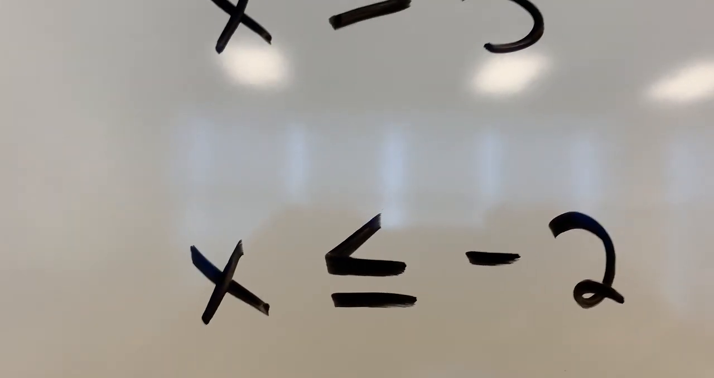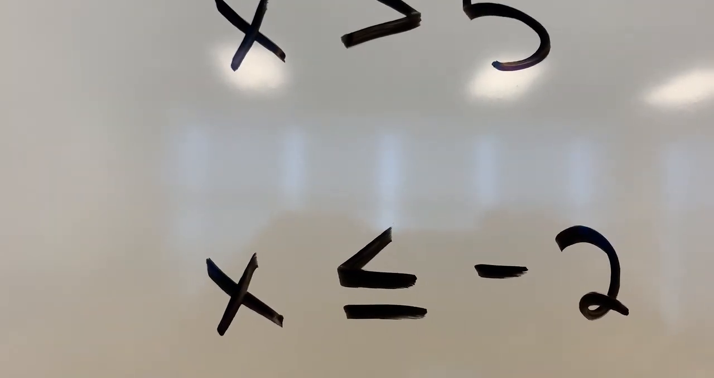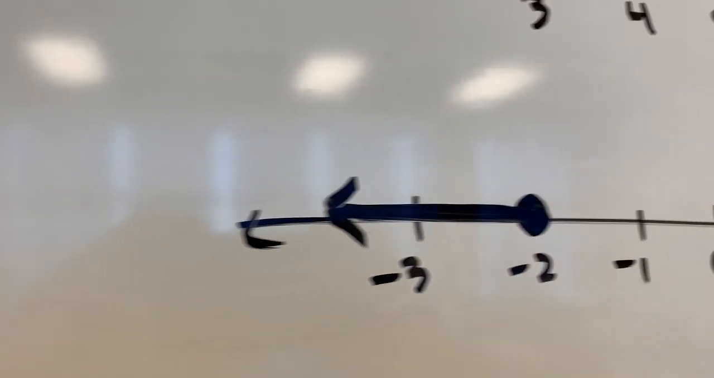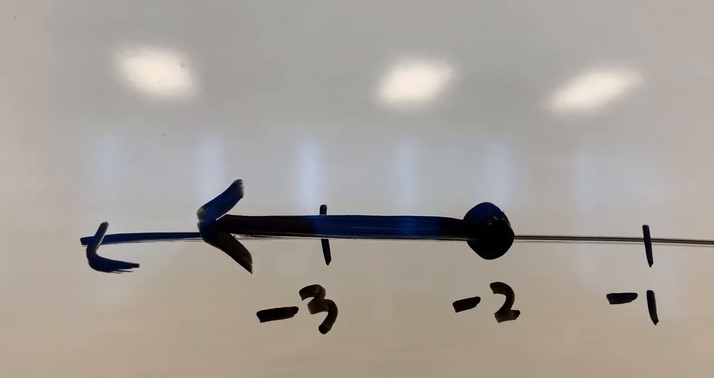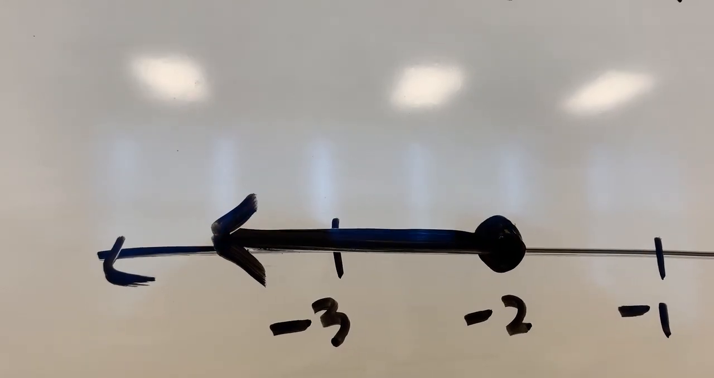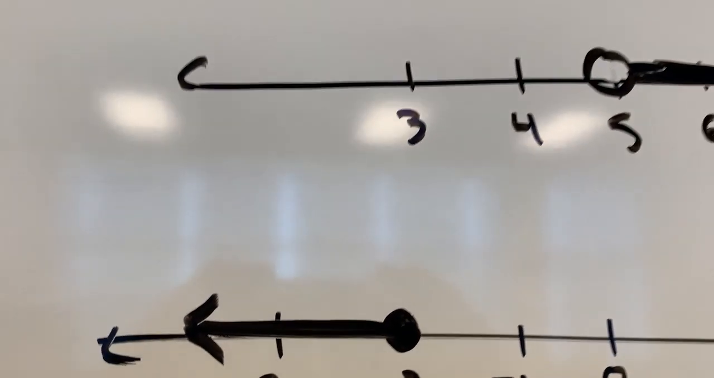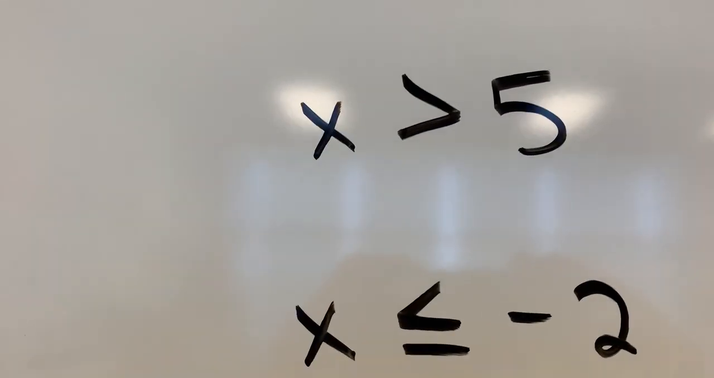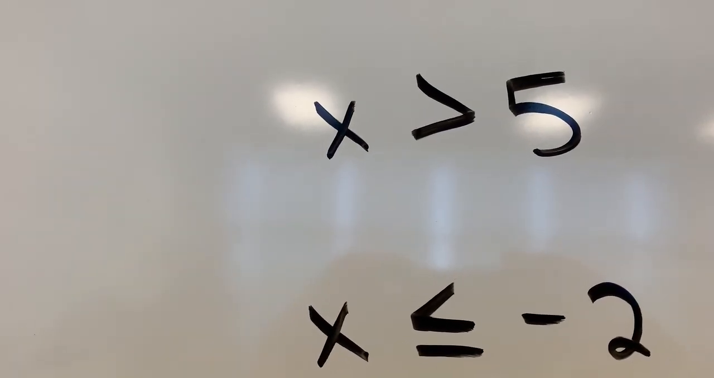That's different than if I have an equal to sign along with it. So in this case, x is less than or equal to -2, which means -2 is included. So I fill in the dot, and this time it's less than, so the arrow is going the other way. So the open dot versus the filled in dot is just the difference between whether the inequality has an equal to or not equal to.